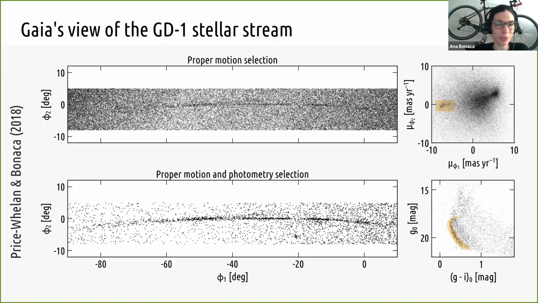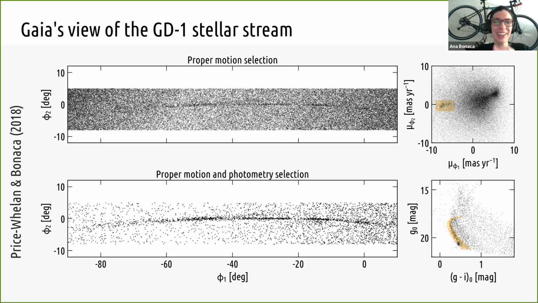And so now, for comparison, the fields outside of the stream only contain a few stars, and so they give us a measure of how clean this selection is and what the contamination rate is in the stream itself. And we got so excited when we made this plot.